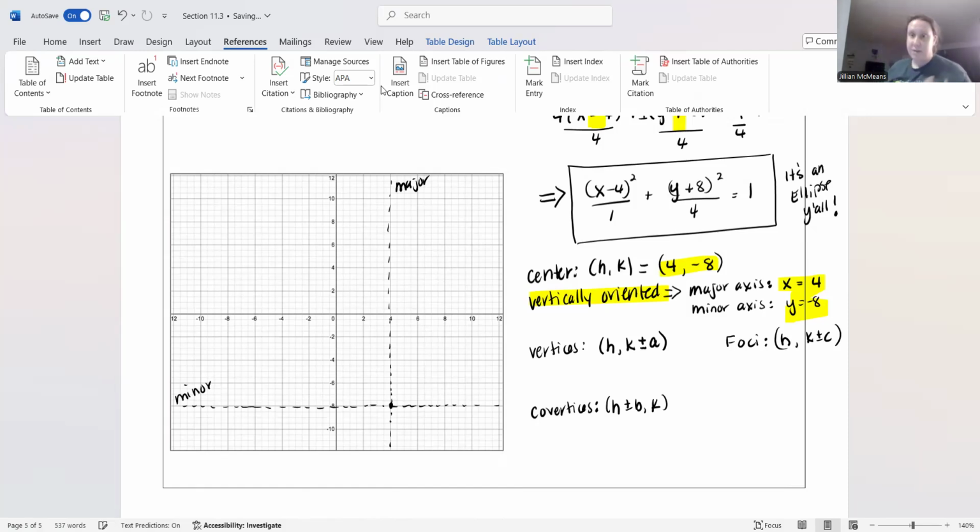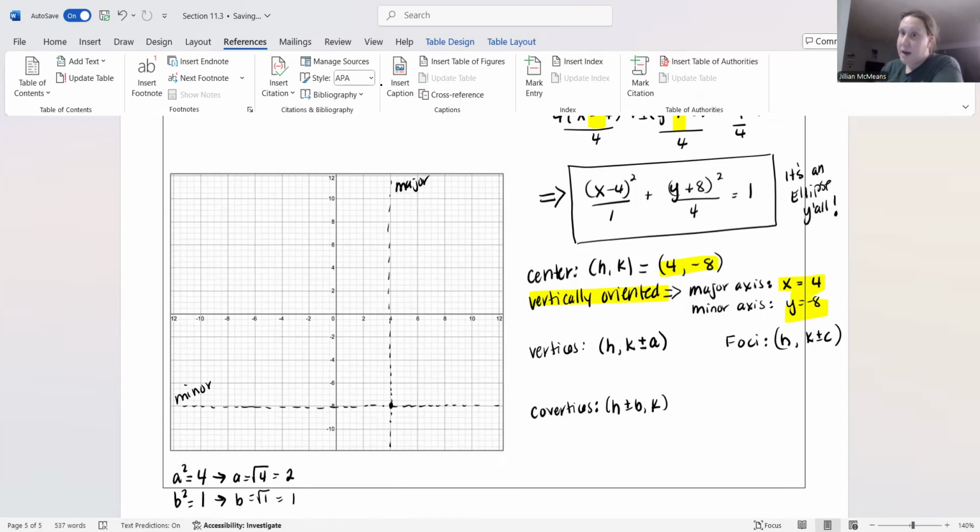So we need to find some values. We need to figure out what A, B, and C are. Well, A squared is always the biggest denominator. So A squared is 4, which tells me that A is the square root of 4, so it's going to be plus or minus 2. B squared is always the smaller denominator. So B squared is 1, which tells me that B is the square root of 1, or just 1.